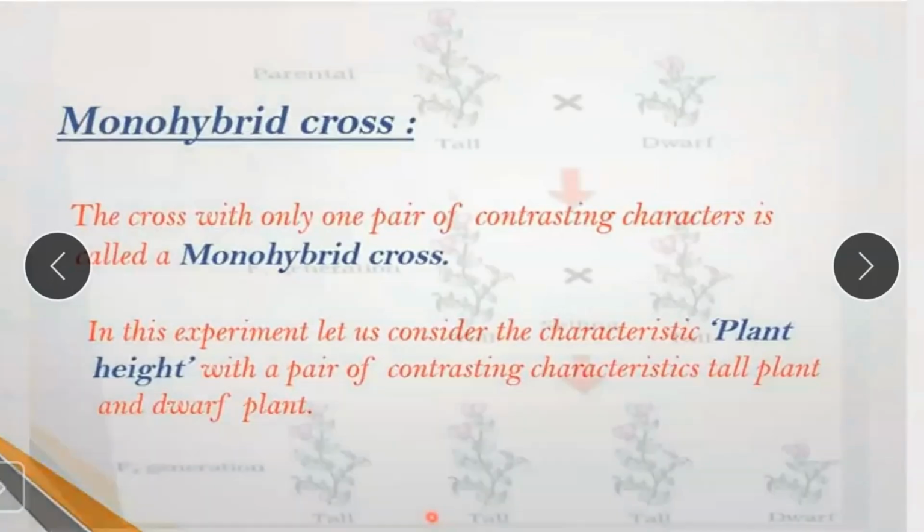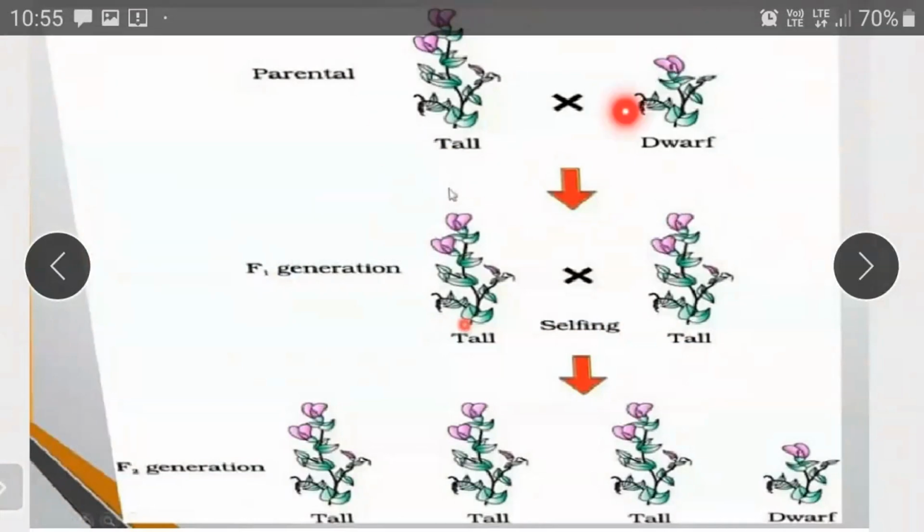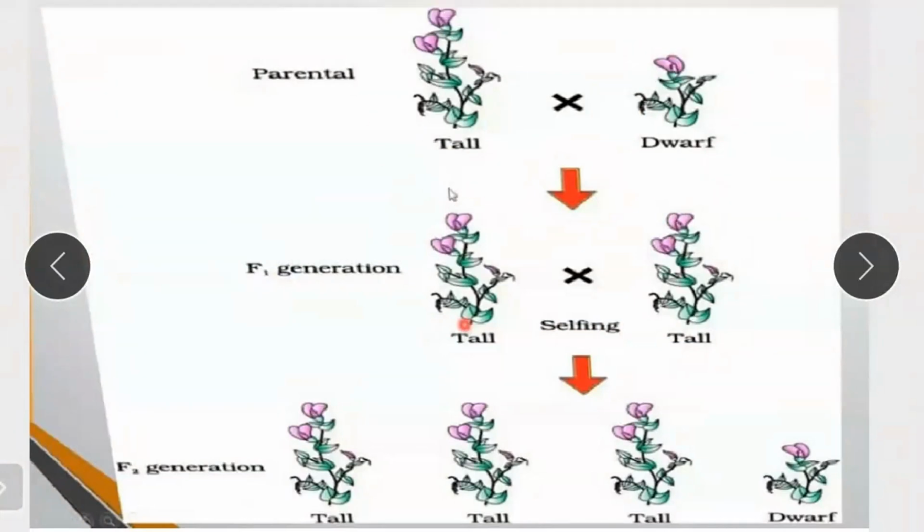Moving further, see this. In the parental generation, P1 consisted of what? Tall and dwarf plants. And these plants were crossed with each other. So what we have seen is that after crossing these plants, the F1 generation is obtained. What is F here? F is for filial. All the F1 offspring were what?